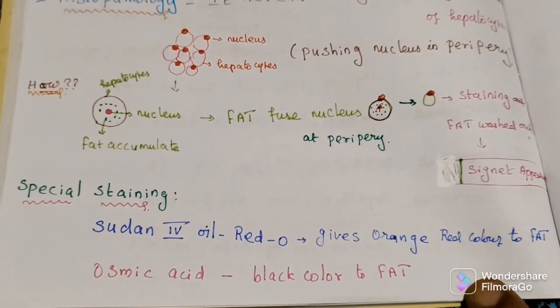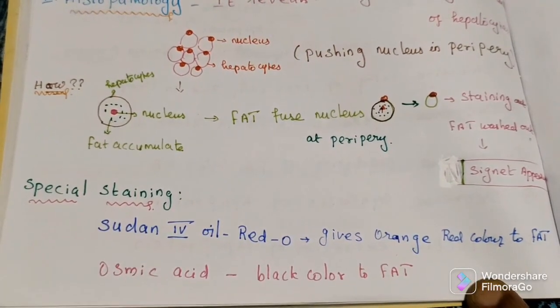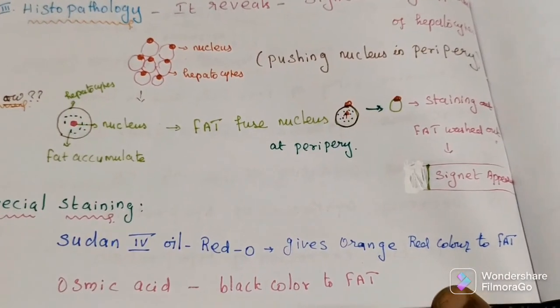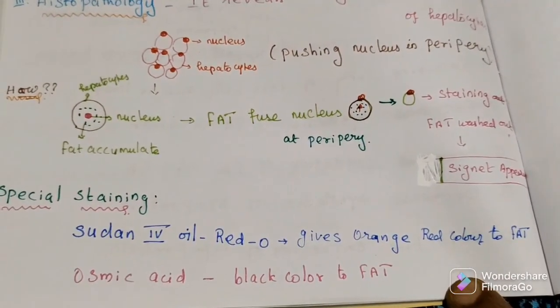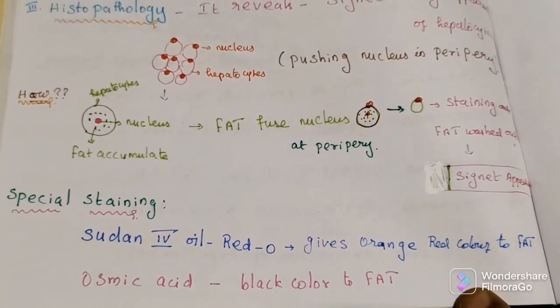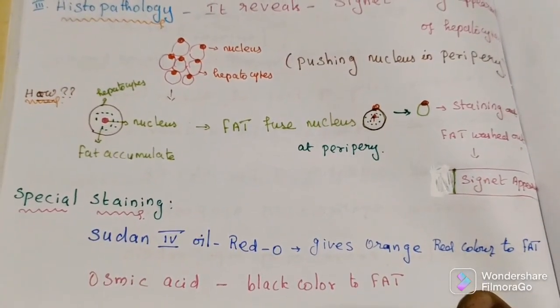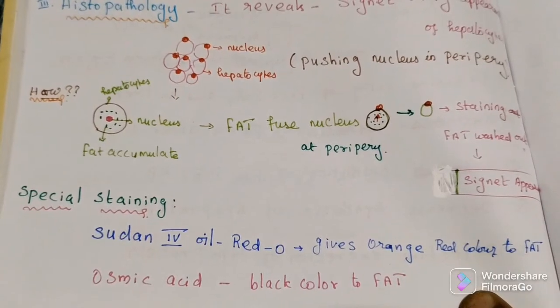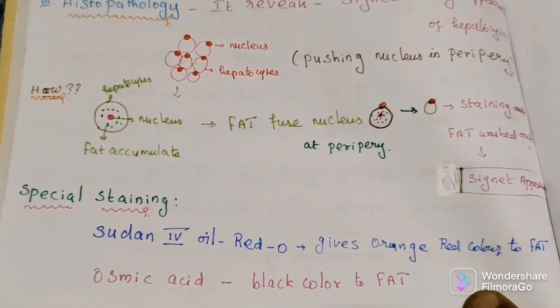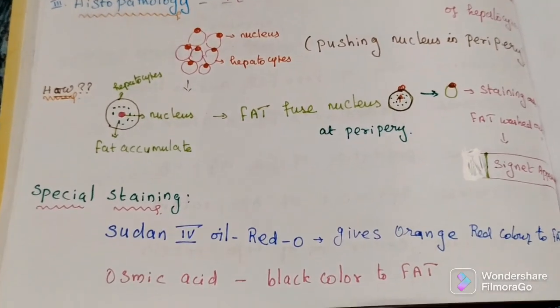For special staining, we use Sudan IV or oil red O staining. It gives an orange-red color to fat. Then osmic acid produces a black color in fat. Sudan IV oil red O stain gives red color, and osmic acid produces black color in fat.